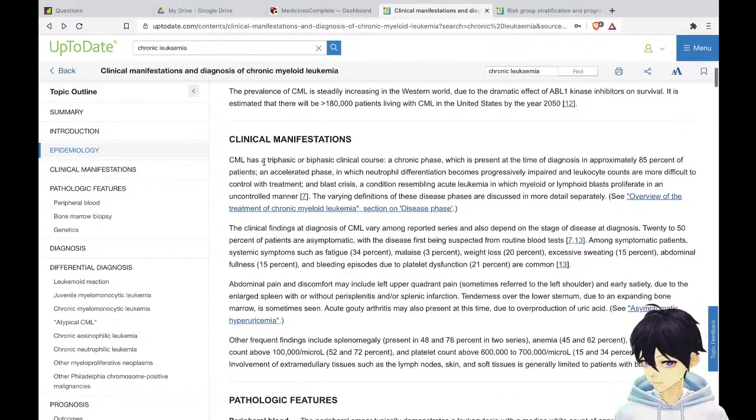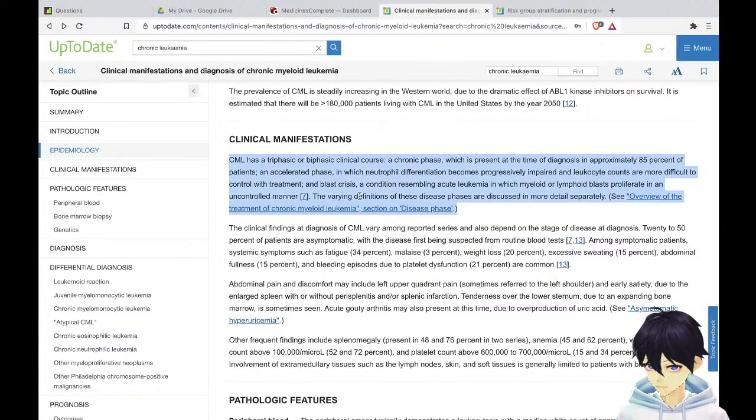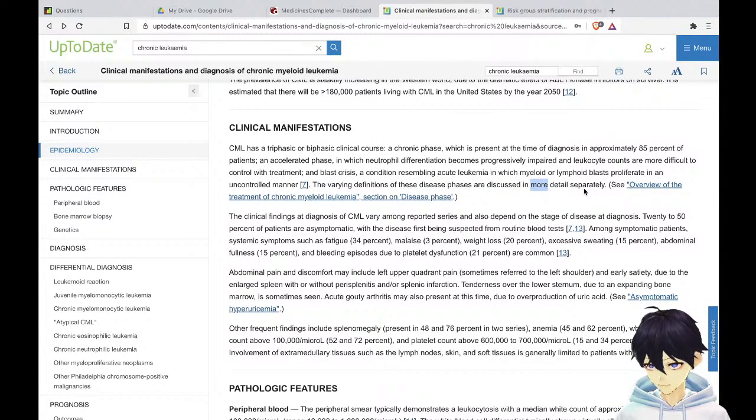Clinical manifestations: CML has a triphasic or biphasic clinical course: a chronic phase, which is present at the time of diagnosis in approximately 85% of patients; an accelerated phase in which neutrophil differentiation becomes progressively impaired and leukocyte counts are more difficult to control with treatment; and a blast crisis, a condition resembling acute leukemia in which myeloid or lymphoid blasts proliferate in an uncontrolled manner. The varying definitions of these disease phases are discussed in more detail separately.